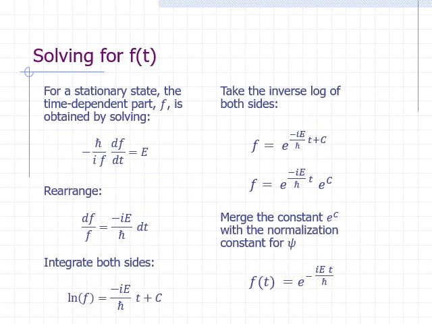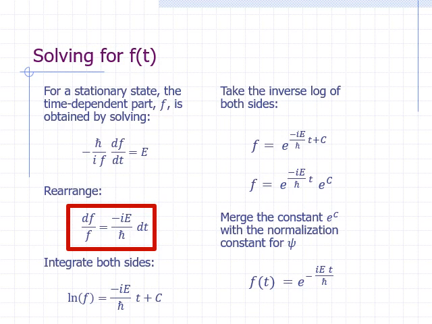Here's the derivation of the time-dependent part of the stationary state function, starting with negative h bar over i times the derivative of f with respect to time equals E. We can show that f is equal to e to the negative iEt over h bar. It should be straightforward to show that we can rearrange the starting equation to this. We rearrange it this way to have the two variables on opposite sides of the equal sign. The variable f only appears on the left-hand side. The variable t only appears on the right-hand side.